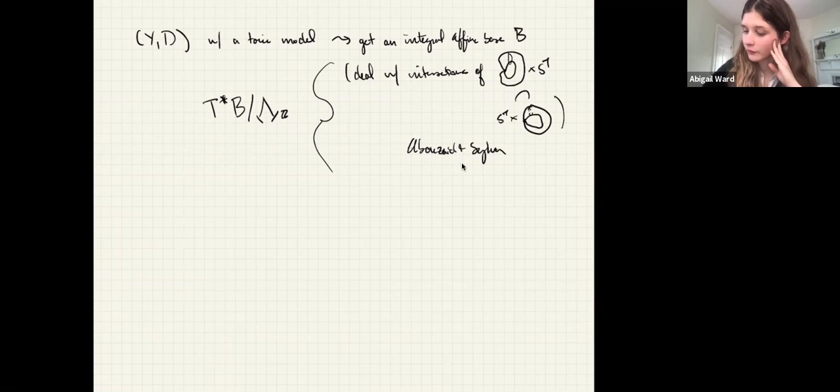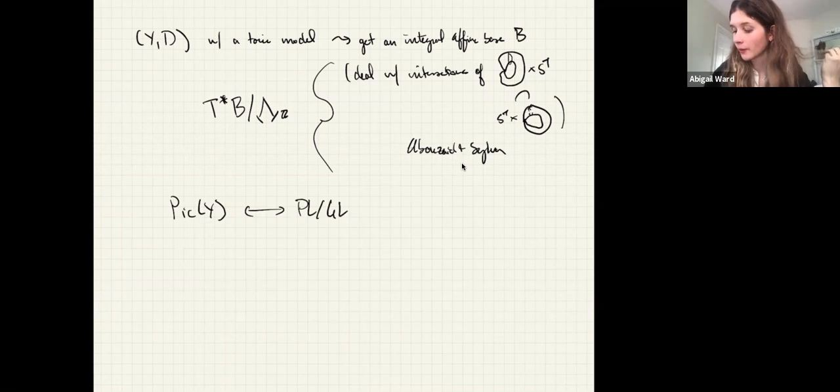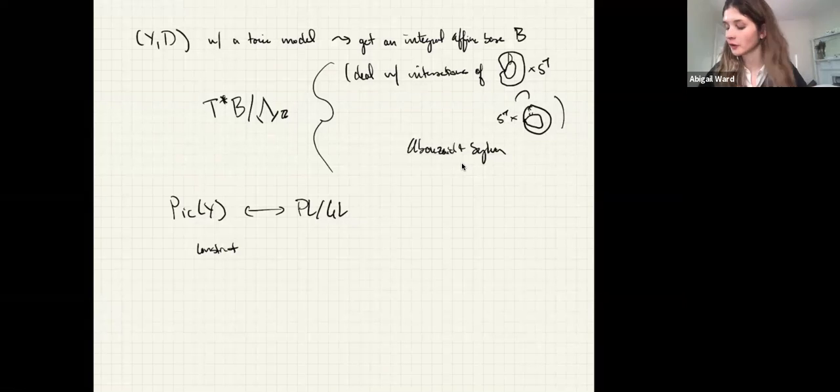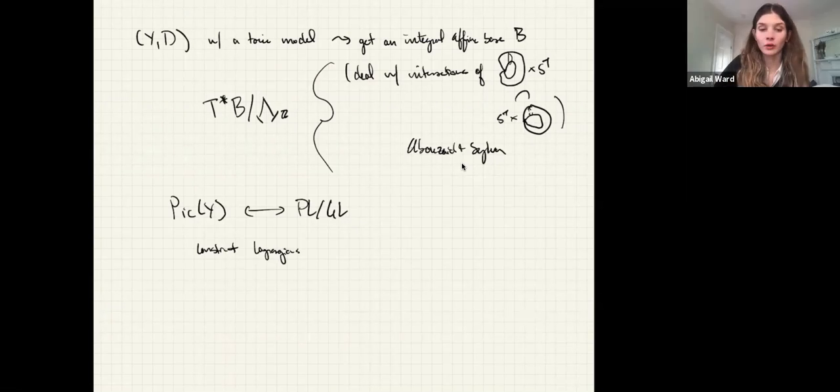Then you're still going to have some isomorphism of Y with this PL mod GL sheaf, and you can still construct smoothings of these PL mod GL functions. And you would hope that would give you mirror symmetry. Obviously, there's a lot of work to do there.